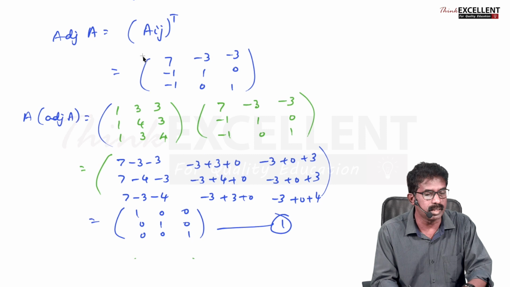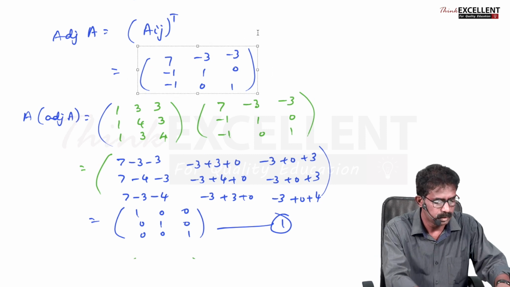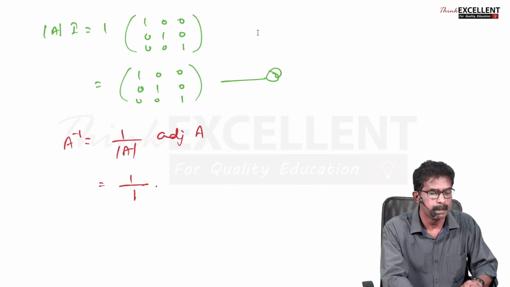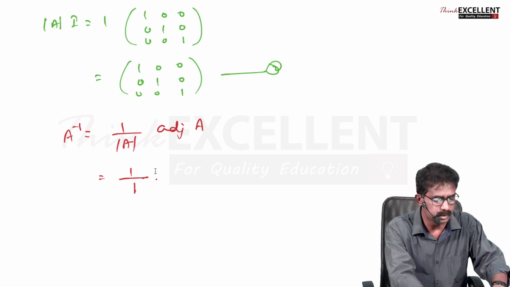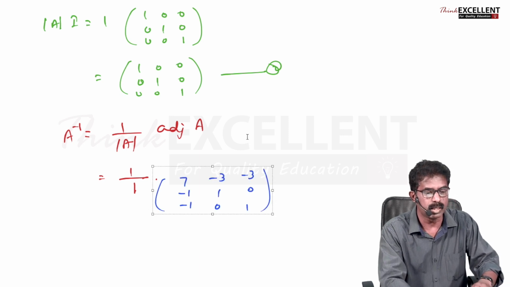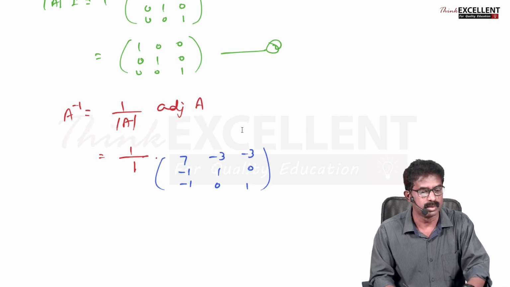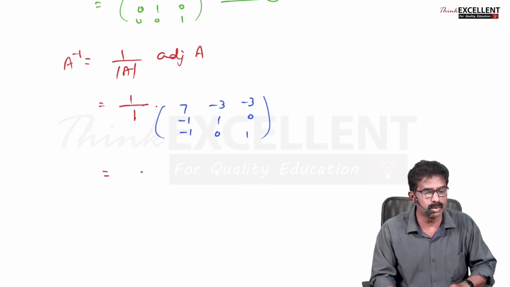So what is adjoint A? This is adjoint A, right? 1 by determinant A into adjoint A. But you cannot copy and paste like this, okay? So 1 by 1 is 1 only. So what's your final answer? 7, minus 3, minus 3, minus 1, 1, 0, minus 1, 0, 1.